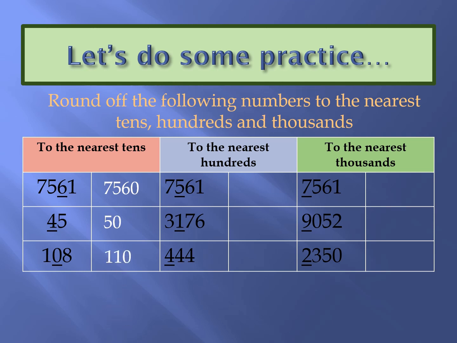108. 0 is underlined. 8 can give 1 to 0. It will become 0 plus 1 is 1. And 8 will become 0.